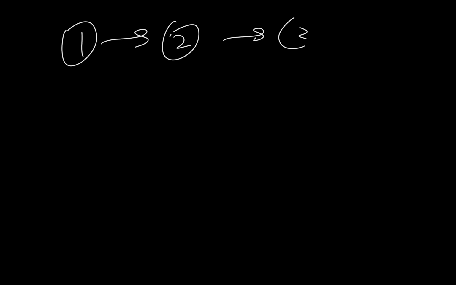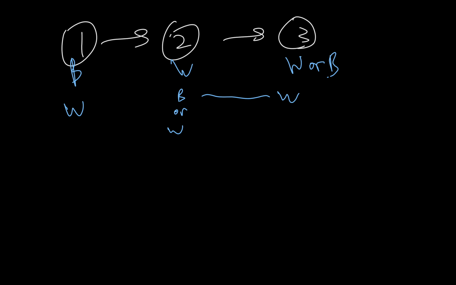Okay, so let's look at this. When you have just three vertices in a line like this, let's say 1 is black. If I put 1 as black, then 2 has to be white, and 3 can be white or black. If 2 is white, then 3 can be black or white. If 2 is black, then 3 has to be white. That is 5 ways, which is the correct amount, right? 2, 1, 2, so 5 ways.